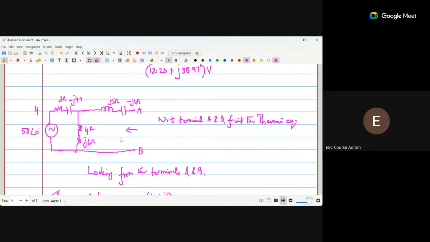Right now it is the same thing, but instead of pure resistors you are seeing impedances, because the inductor and capacitor also come into the picture. So you have this impedance 3 minus J4 ohm coming in series with this 4 plus J6. The applied voltage is 50 angle 0. So by voltage division, 50 angle 0 into 4 plus J6 divided by 3 minus J4 plus 4 plus J6 will give you the voltage across 4 plus J6. Fine for you? Yes, ma'am. Clear, ma'am.